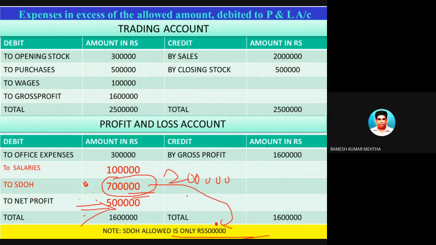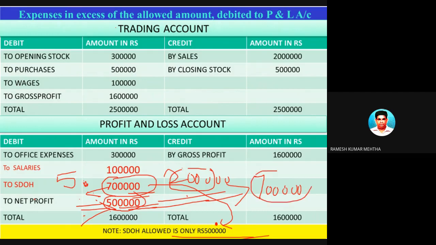So what should I do? I have to change this one to 5 lakh rupees. So automatically what will happen? If you calculate, the profit will increase to 7 lakh rupees. So the adjustment you do is you have to add to this old profit 2 lakh rupees to arrive at the right profit. And this 2 lakh rupees is expenses in excess than what is allowed.